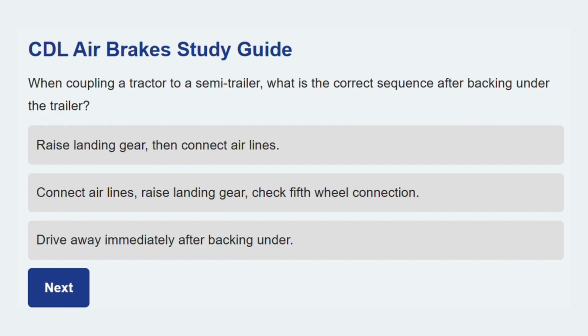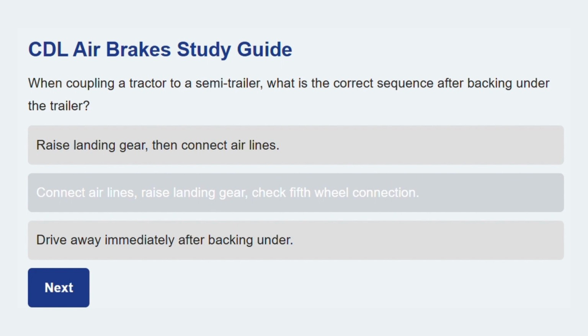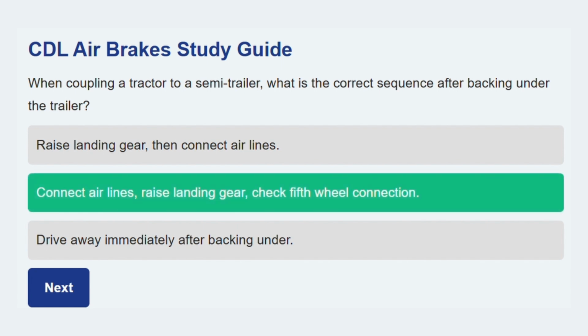Okay, what's after this? When coupling a tractor to a semi-trailer, what is the correct sequence after backing under the trailer? Connect air lines, raise landing gear, check fifth wheel connection. Following the proper sequence ensures a secure and safe connection between the tractor and trailer.